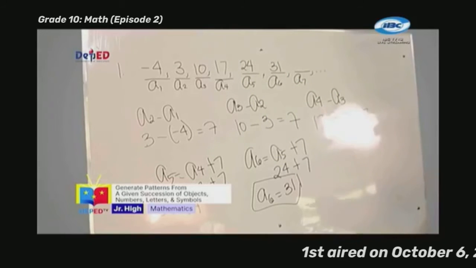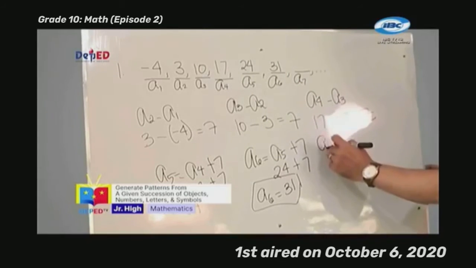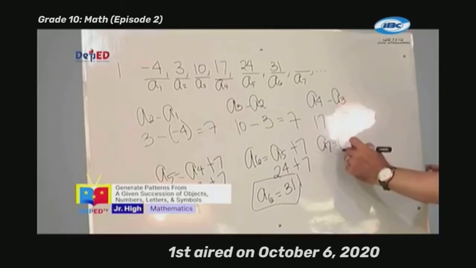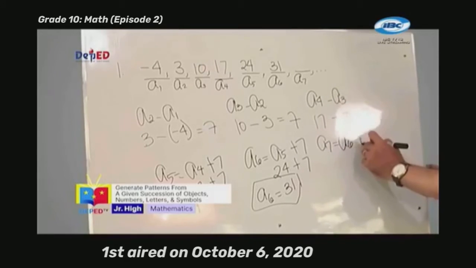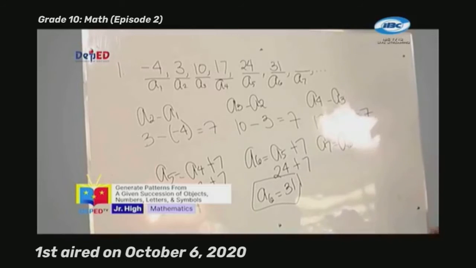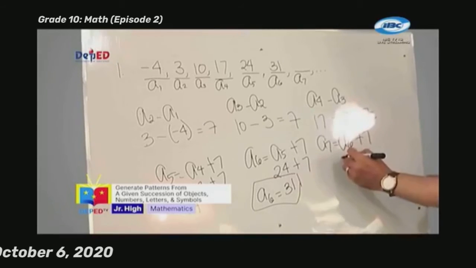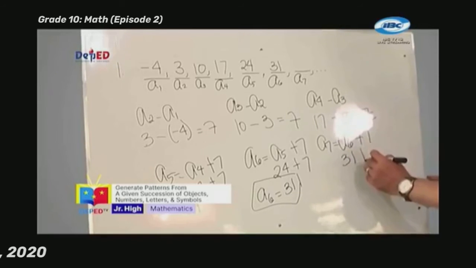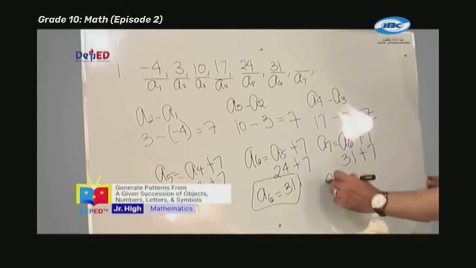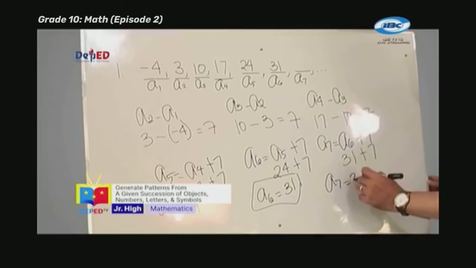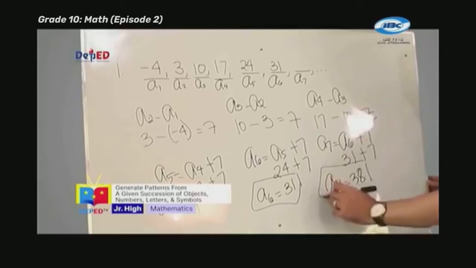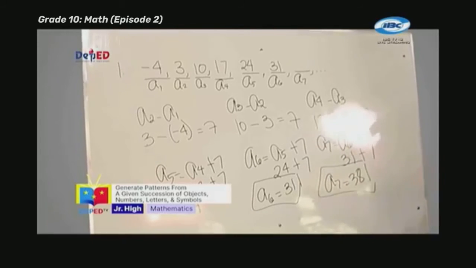The seventh term, or a sub 7, is equal to the sum of a sub 6 plus 7. Our sixth term, which is 31, plus 7, the seventh term, will now be equal to 38.